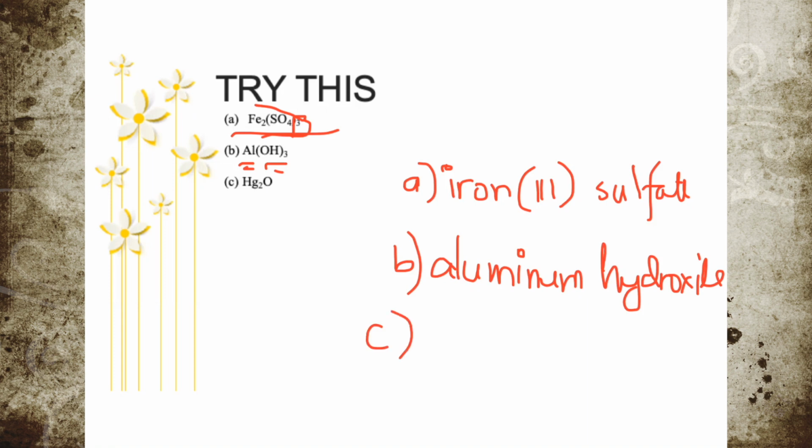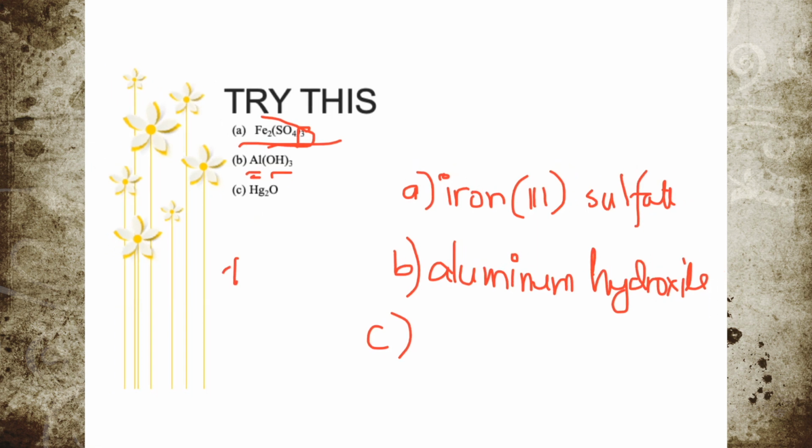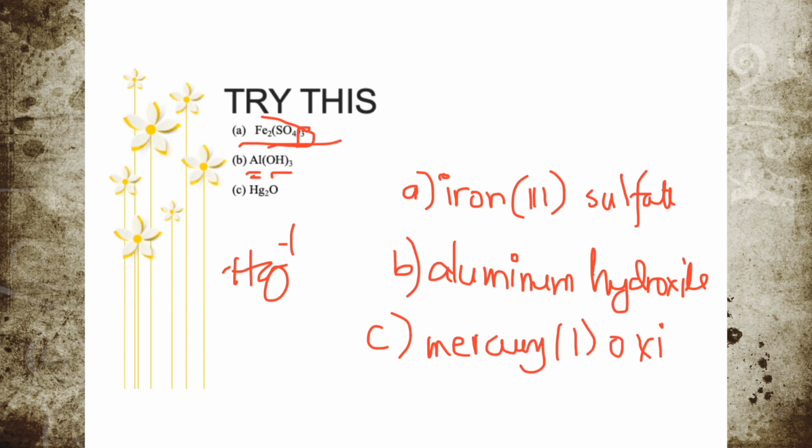And of course, the last one will be mercury. Now, if you put back the charges, that means your mercury here has a charge of positive 1. Therefore, we name it as mercury(I) oxide.